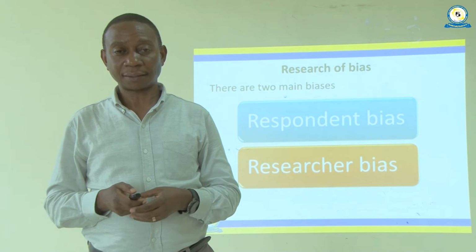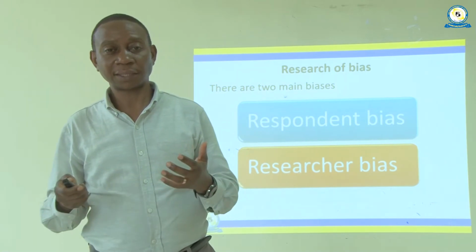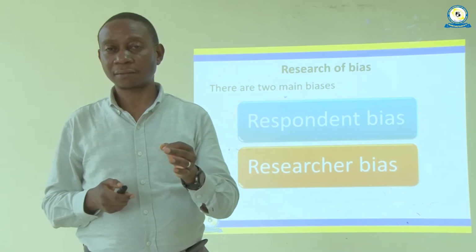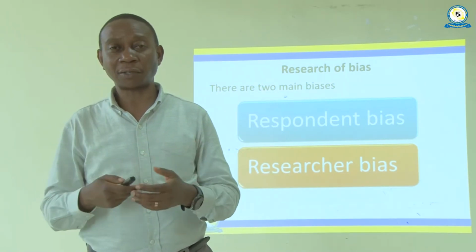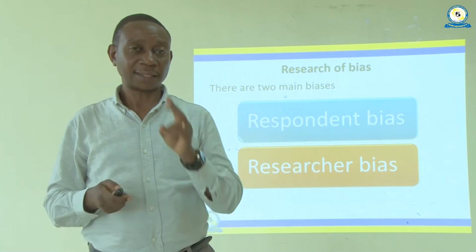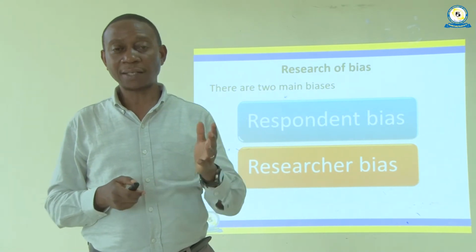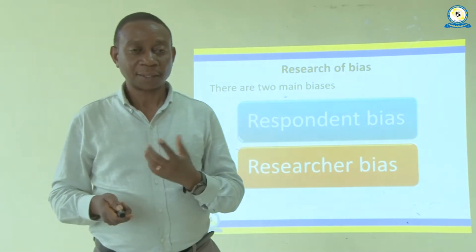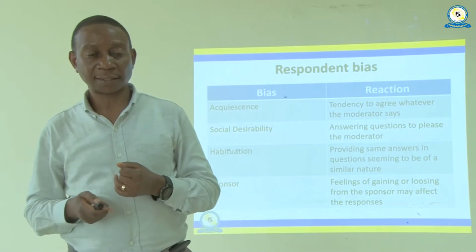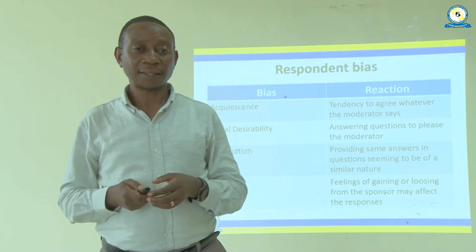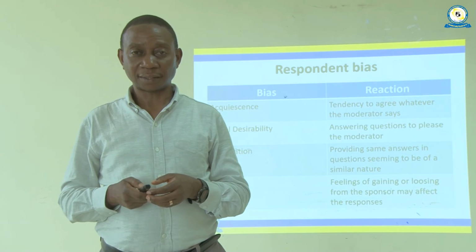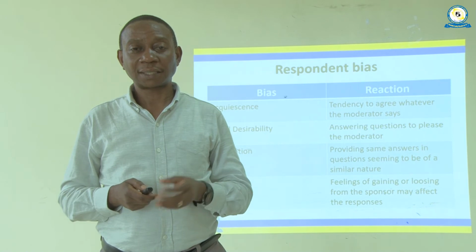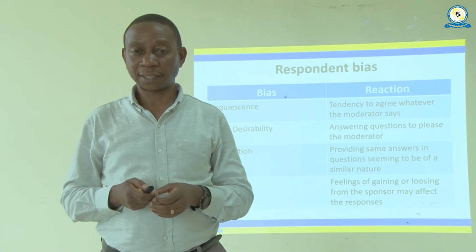Research bias. When we are doing research, there are some biases in making decisions. This happens when we are collecting information from our respondents. There are two main biases. One is from the respondent, another is from the researcher. Let's start with the respondent. What are the biases that should be observed? One is acquiescence. This is the tendency to agree with whatever the moderator says.